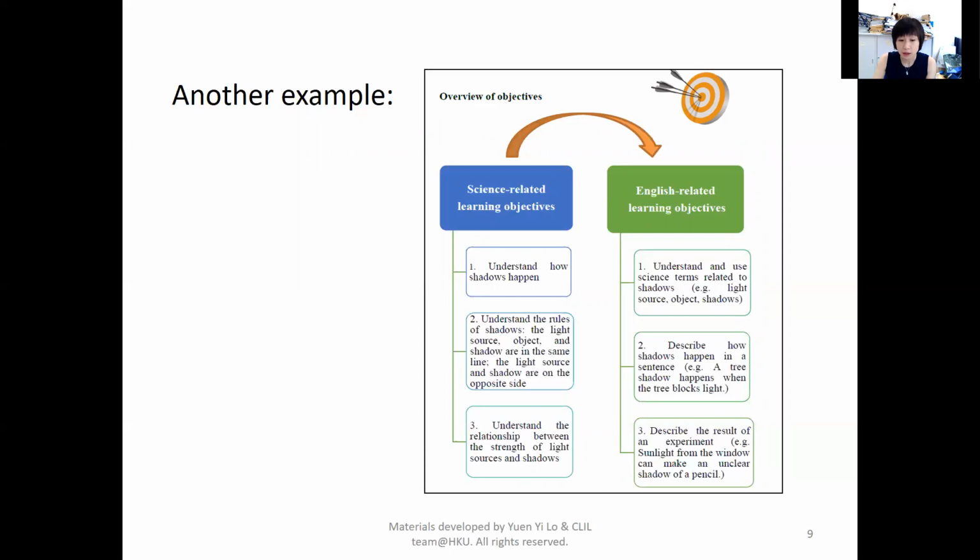The English-related learning objectives correspond to the science ones. Students need to understand and use science terms related to shadows, such as light source, object, shadows. Students will also describe how shadows happen in a sentence, and they need to describe the result of an experiment related to shadows.